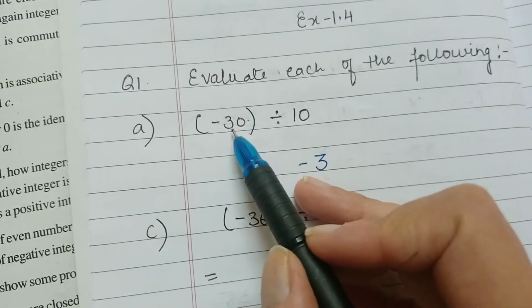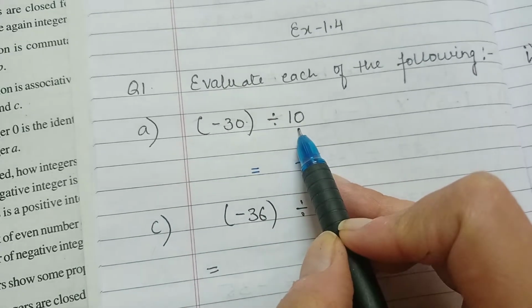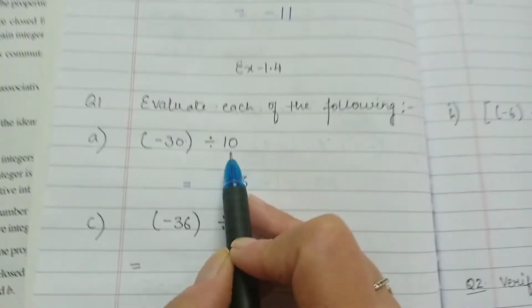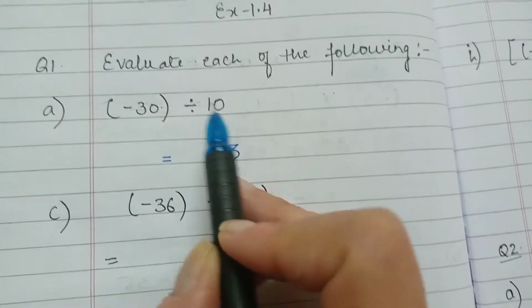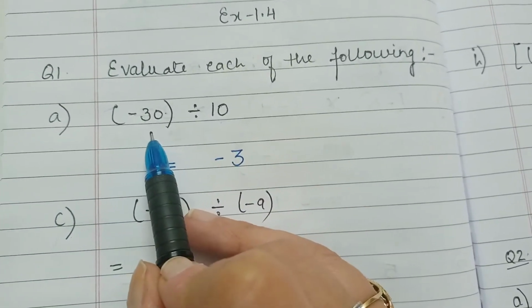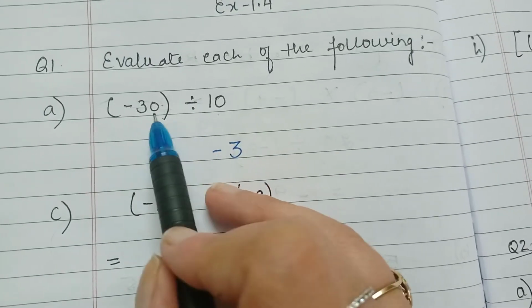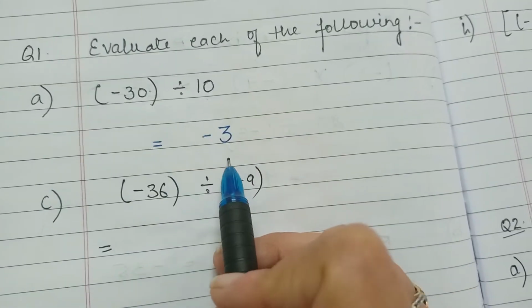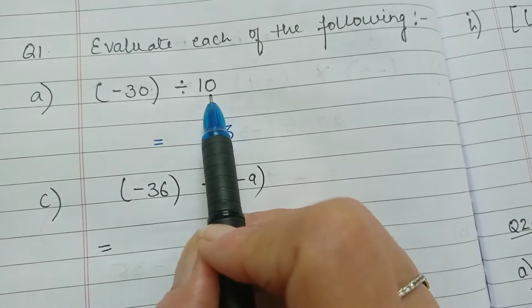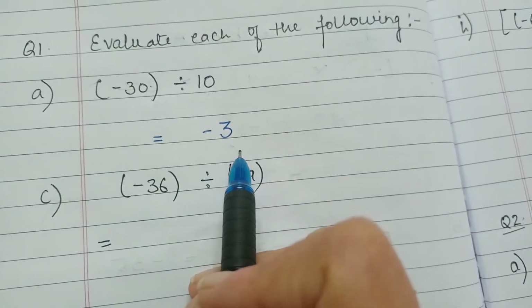You need to divide minus 30 by 10. So what you are supposed to do, how you will do the division? First you will do the simple division, means you will divide 30 by 10. So when you will divide 30 by 10, you will get the answer as 3, as in the table of 10, 30 comes at third position.